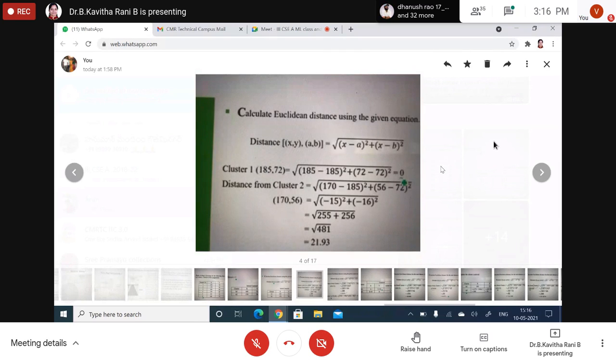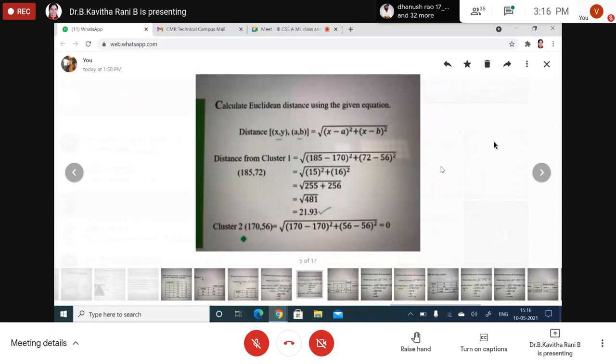You will get the distance as 21.93. Okay. So now what you have to do here is check the particular centroid value with other rows which are there in the data set. Okay. So first, what are you doing?